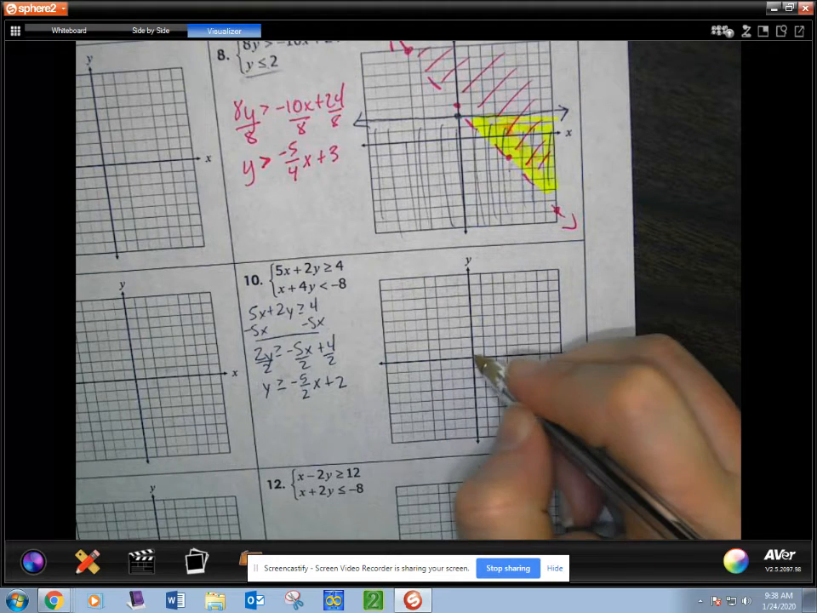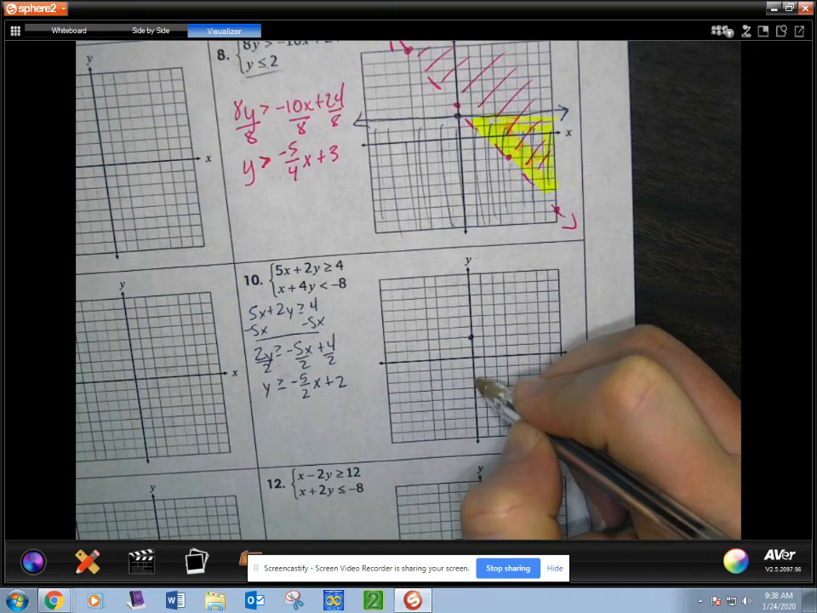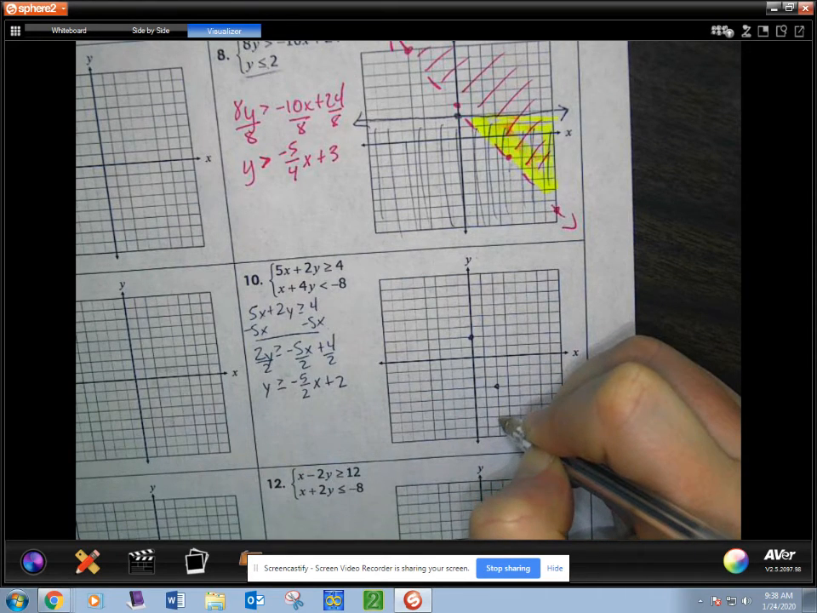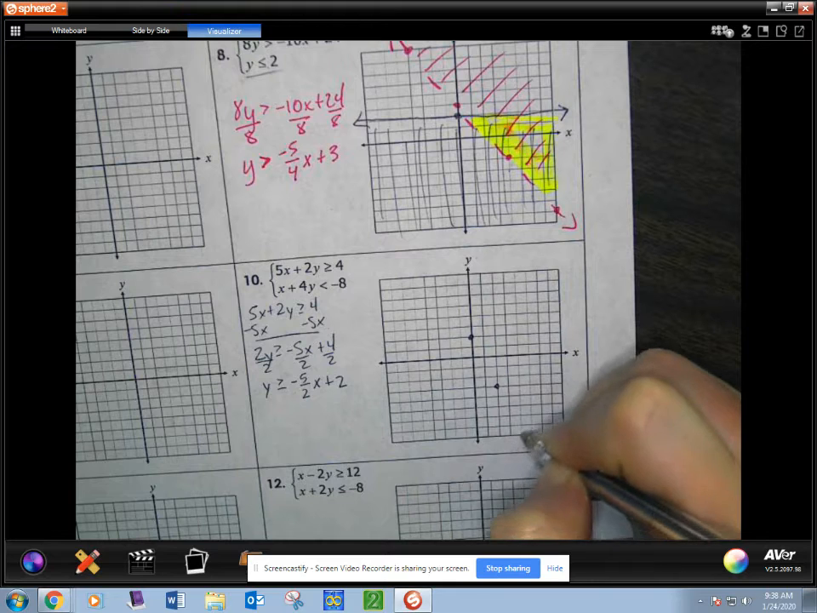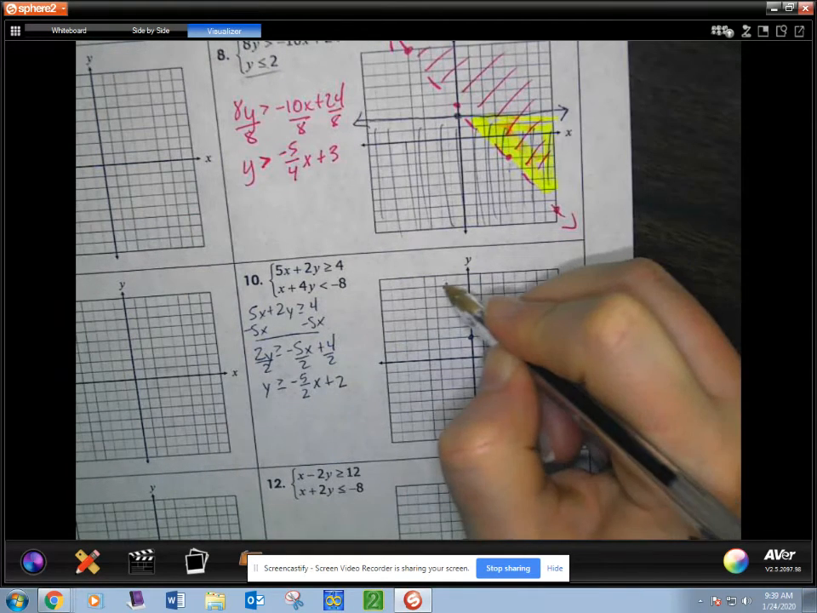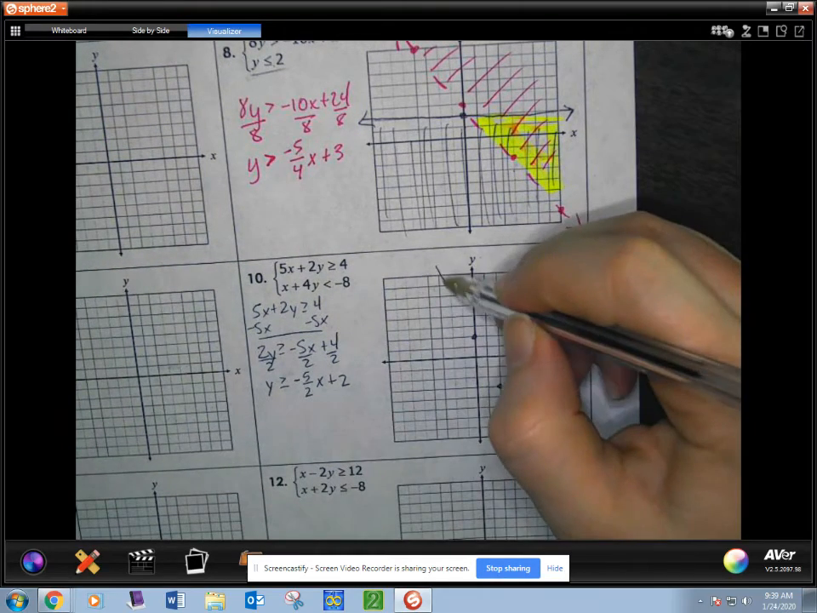I am going to start at 2, and then I go down 5, right 2. Down, right 2. I'm going to reverse and up 5, left 2. Okay, this is a solid line, so I'm going to go ahead and just connect my dots.